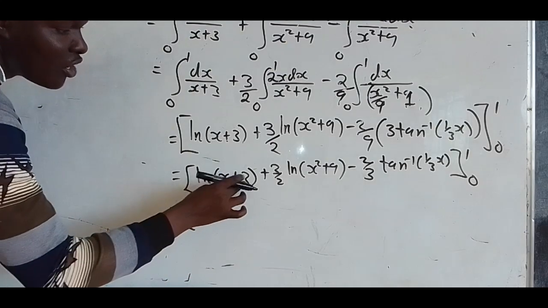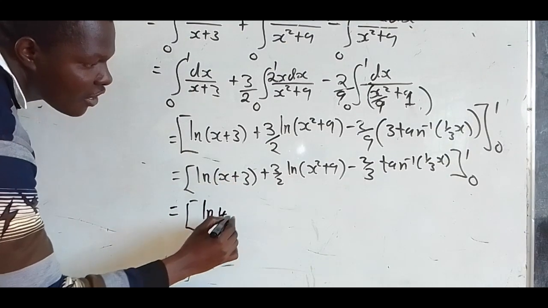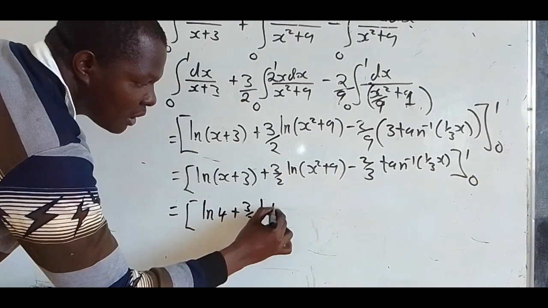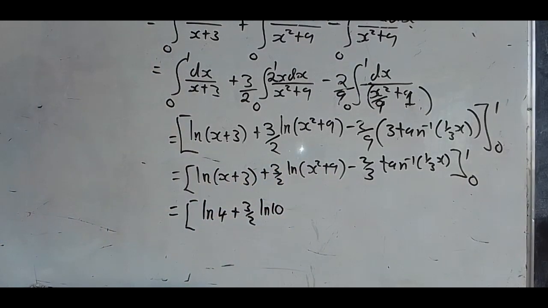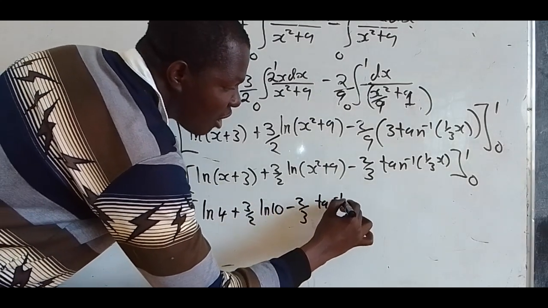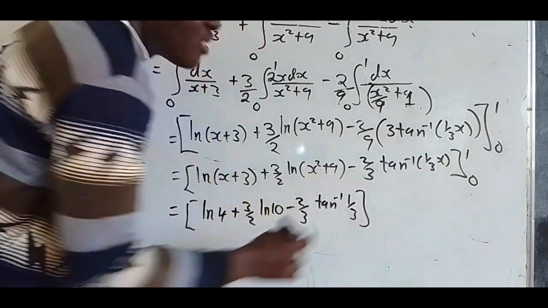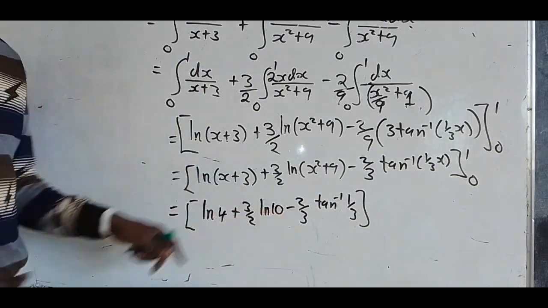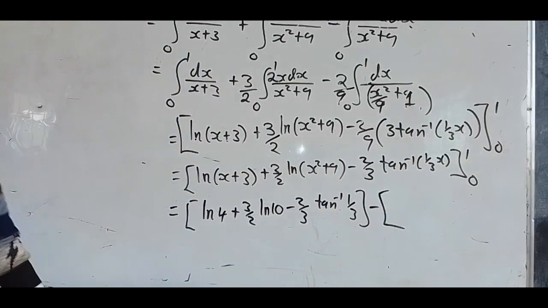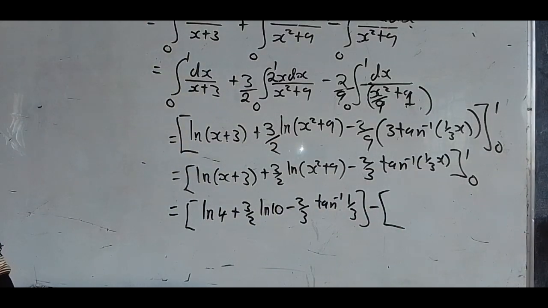When you put 1 here, you will get ln of 4 plus 3 over 2 ln of 10, because 1 squared is 1, isn't it? Then minus 2 over 3 tan inverse of a third, because x is 1. So you substituted the upper limit. Then you substitute the lower limit, minus. You put the bracket for the lower limit 0. Are we together?